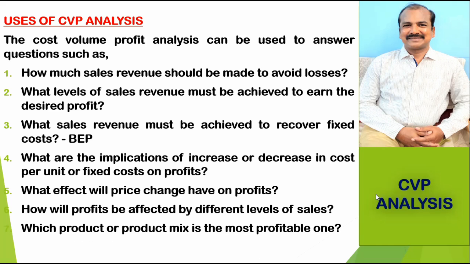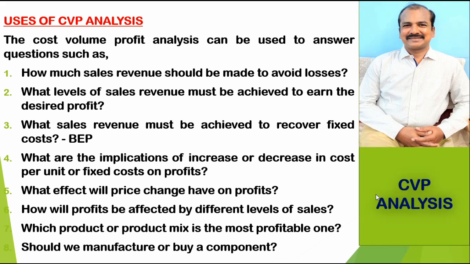And the next one is about which product or product mix is the most profitable one. Yes, companies normally manufacture more than one product. On that occasion, you can also find the fact that the same material or similar materials could be used for manufacturing one or more products. So in that case, we can very well find out which would be the most suitable product mix which will give the company or business enterprise the maximum profit. So this could be understood through CVP analysis.